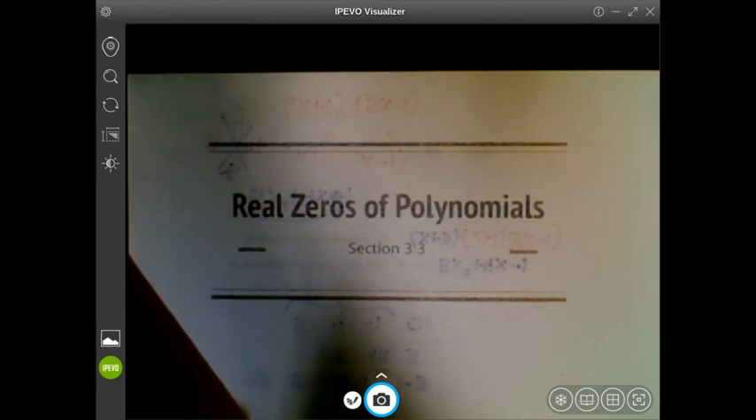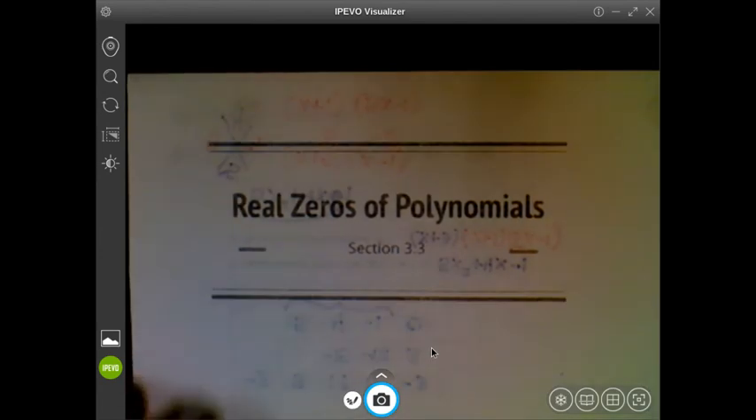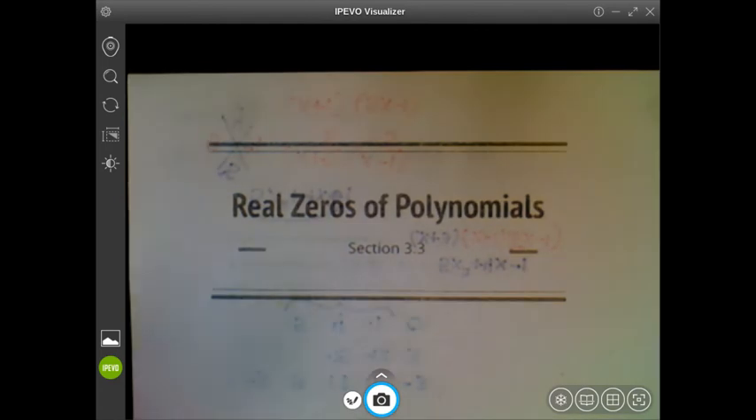All right, so here is the next section, 3.3. We're talking real zeros of polynomials. Real means that there's no imaginaries in this section. In the next section, we will get into some imaginary zeros and finding those as well. So this one's all the real numbers.